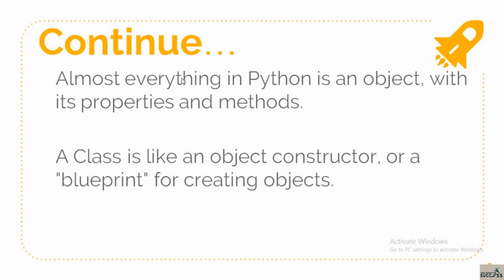Almost everything in Python is an object with its properties and methods. A class is like an object constructor or a blueprint for creating objects. We will cover what constructors are in the coming tutorials.